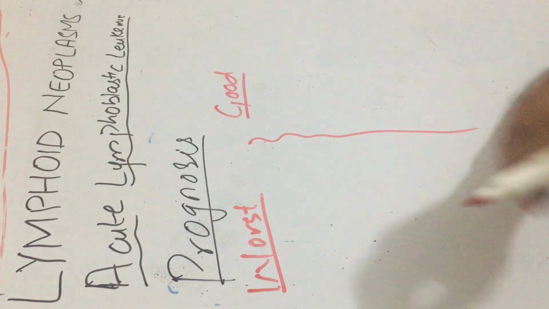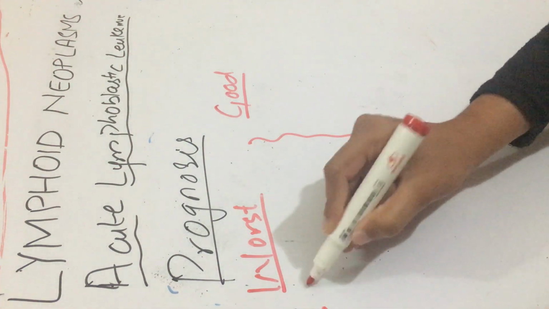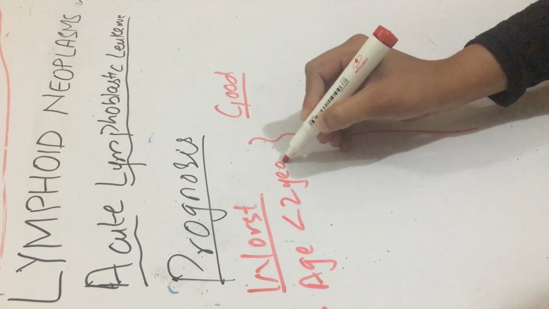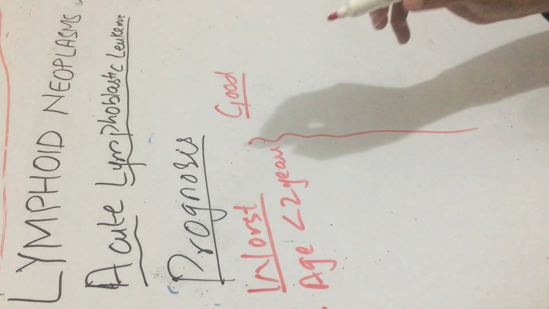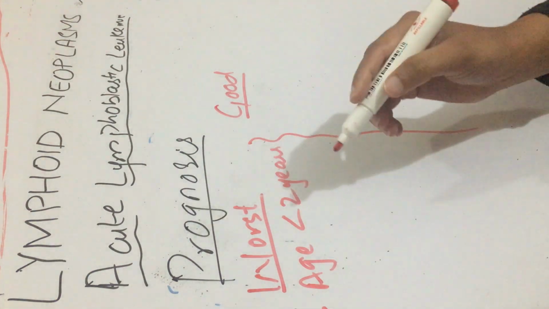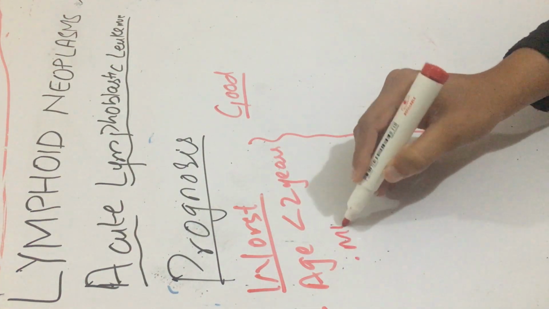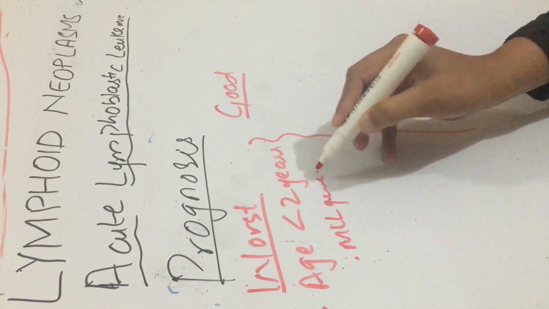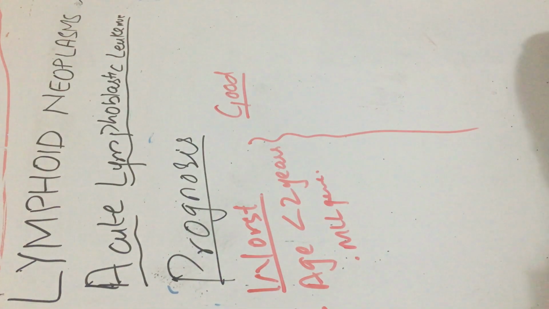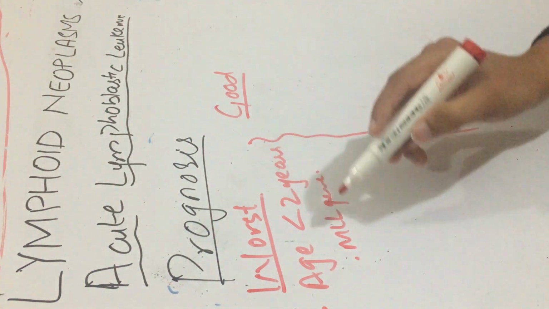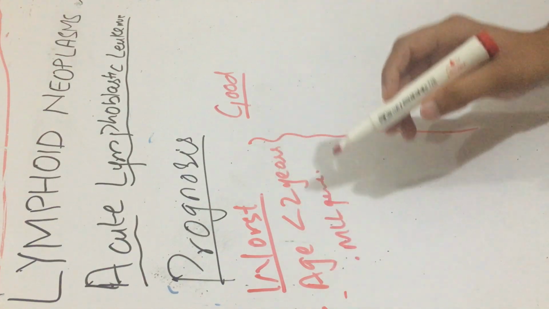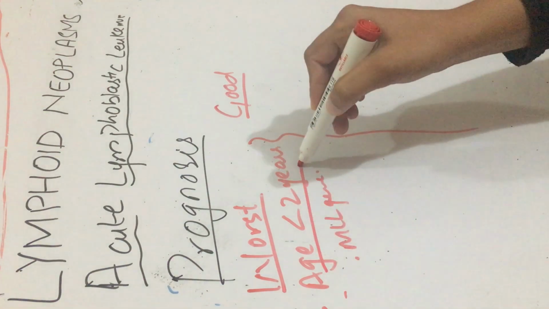First is if the age is less than 2 years. If age is less than 2 years, then the patient is going to have the worst prognosis, because under 2 years there's a strong association with the MLL gene mutation, and if this gene is mutated, then the patient is going to have the worst prognosis. So the first condition for the worst prognosis is age less than 2 years.